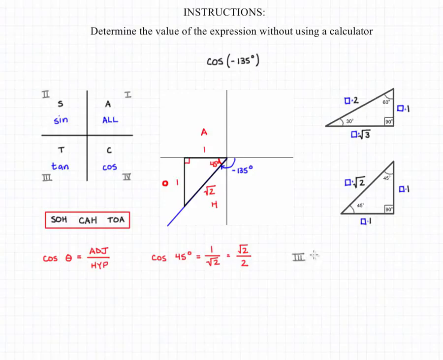The only other thing we need to do is to remember that we're in the third quadrant, so in the third quadrant, cosine is actually negative. So we need to take the numerical value that we got when we solved for the cosine of 45 degrees, which is that square root of 2 over 2, and to find the cosine of negative 135 degrees, we need to apply the negative sign to it. And that will give us our final answer, that the cosine of negative 135 degrees is equal to negative root 2 over 2.